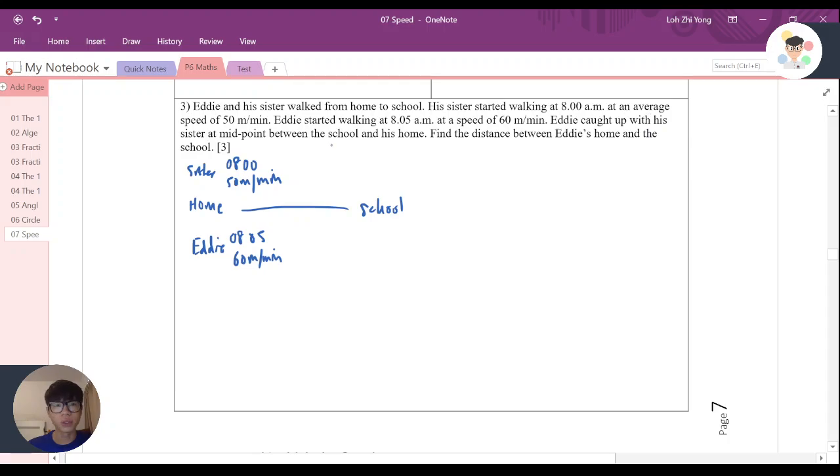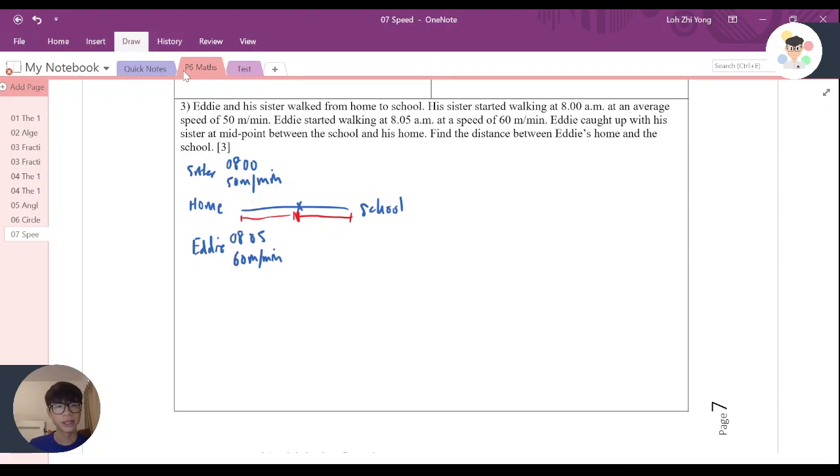And AD caught up with his sister at the midpoint between the school and his home. Midpoint basically means the middle, means that the distance here and the distance here is the same. Okay, should be nice like this. And find the distance between AD's home and the school.